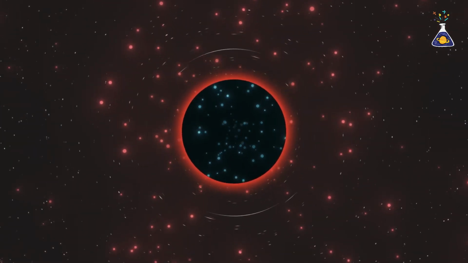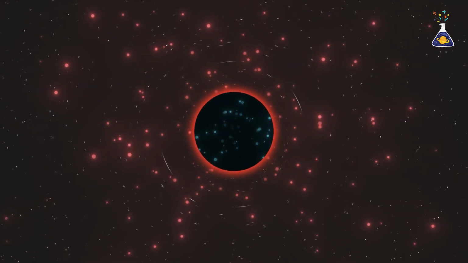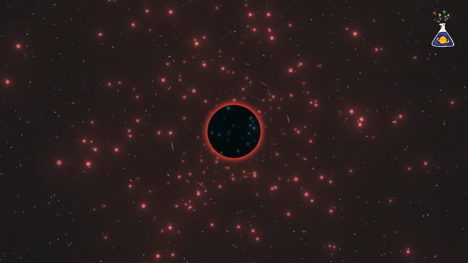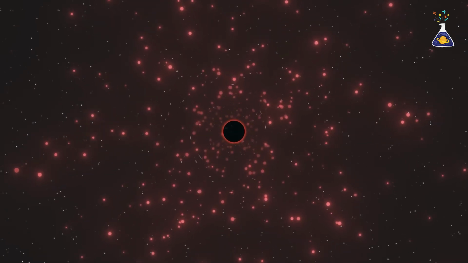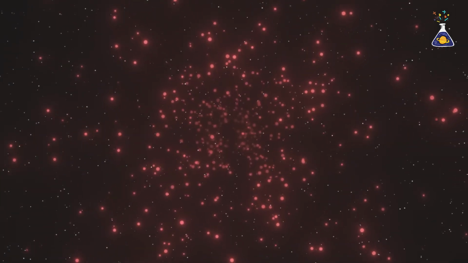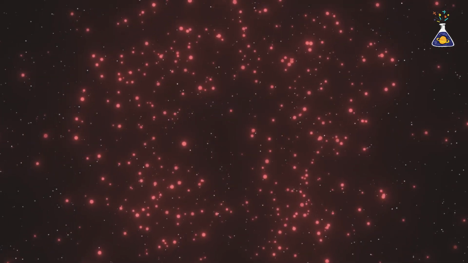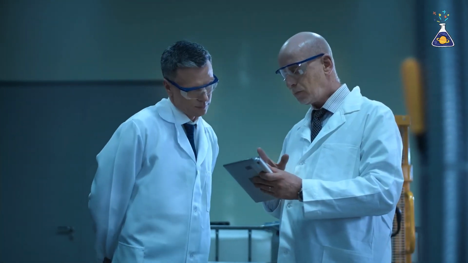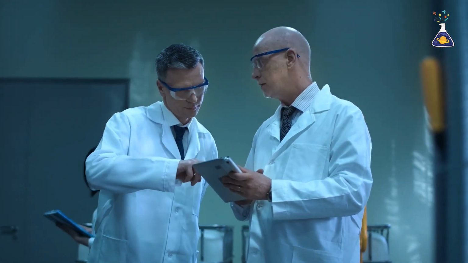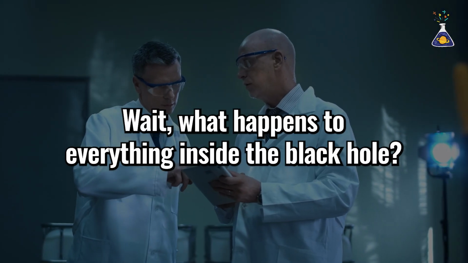But if a black hole radiates energy, the energy inside it must be decreasing, according to the law of conservation of energy. If this process continues steadily over time, the black hole's energy would gradually decrease, and eventually, it would have to disappear altogether. The discovery unsettled scientists and led to a troubling realization. Wait, what happens to everything inside the black hole?